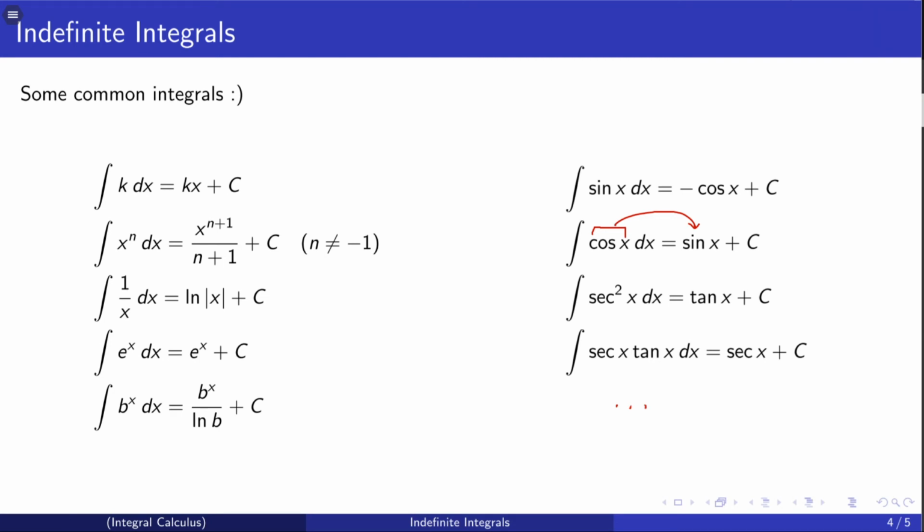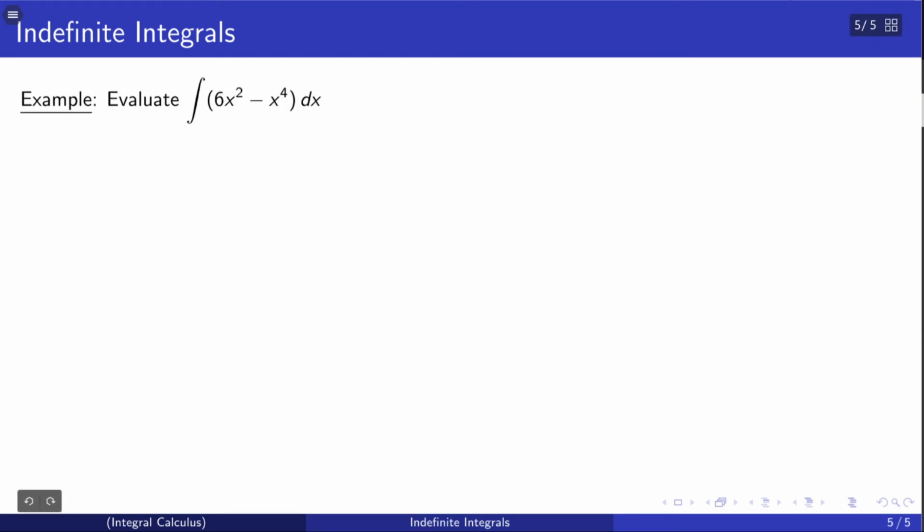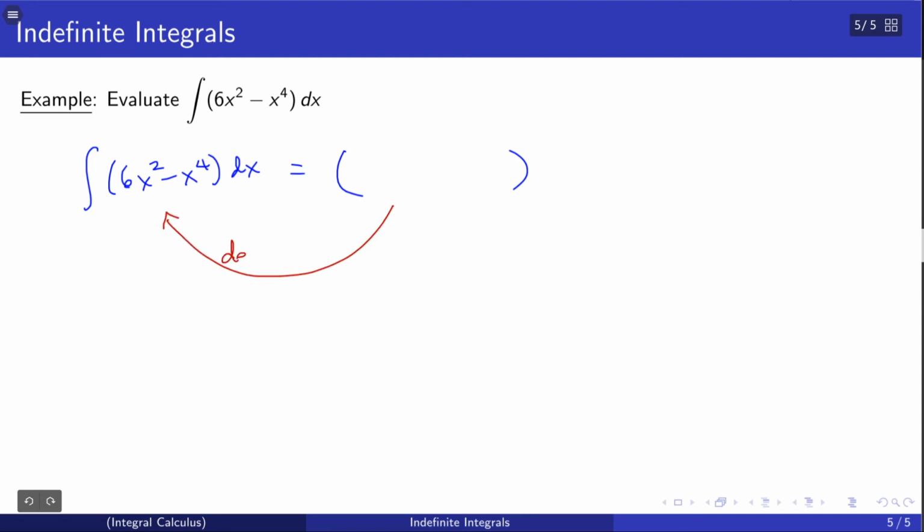And I'll give you an example here. Right? Say you were asked to evaluate the indefinite integral of 6x squared minus x to the 4th power dx. Right? So this is, again, the same thing as asking, can you find a function such that when you take its derivative, you get 6x squared minus x to the fourth power? And can you find the family of all these antiderivatives?